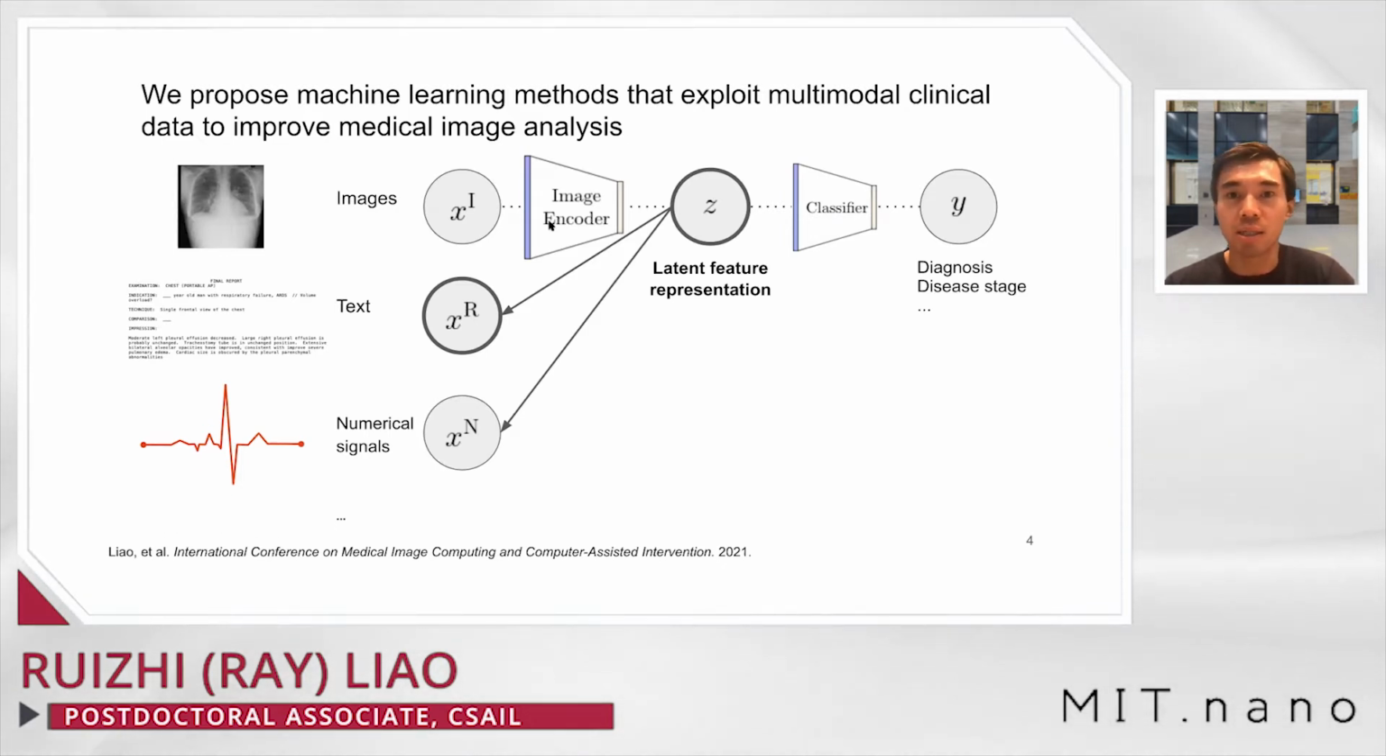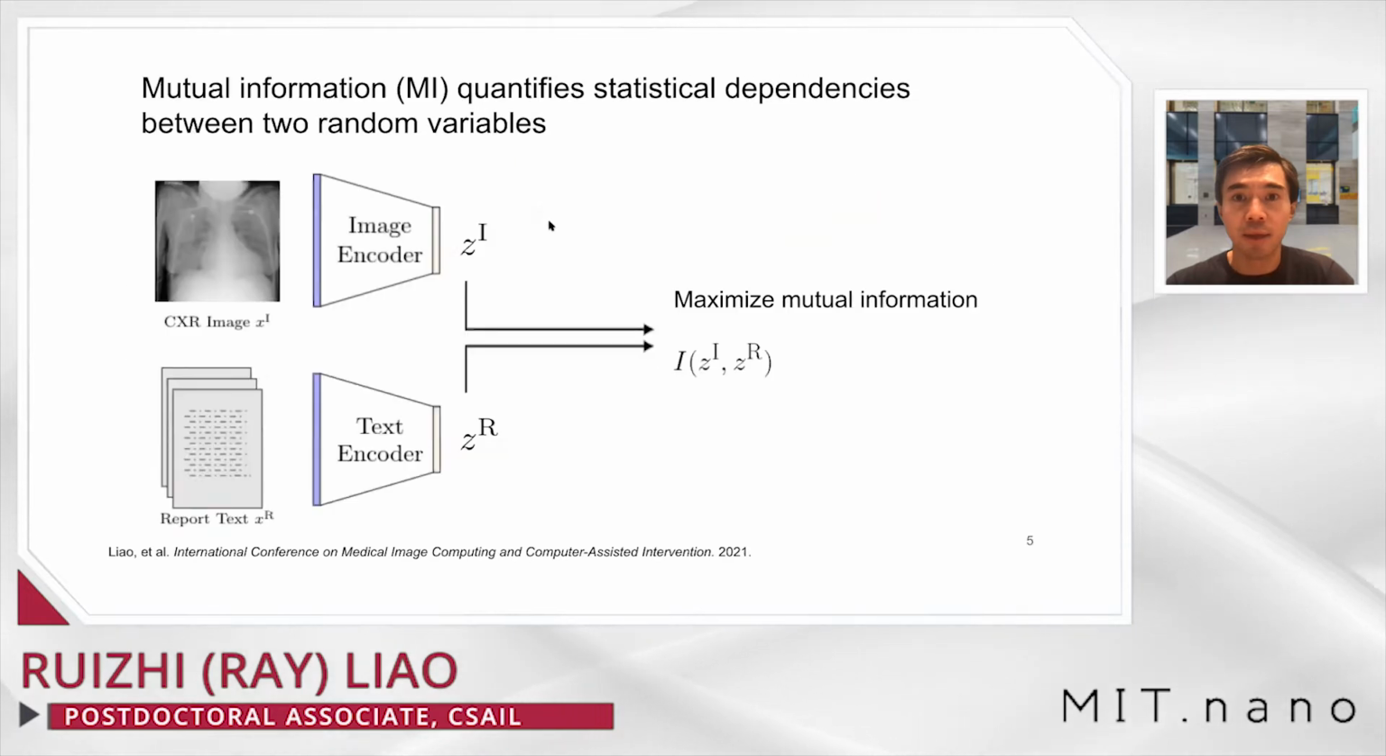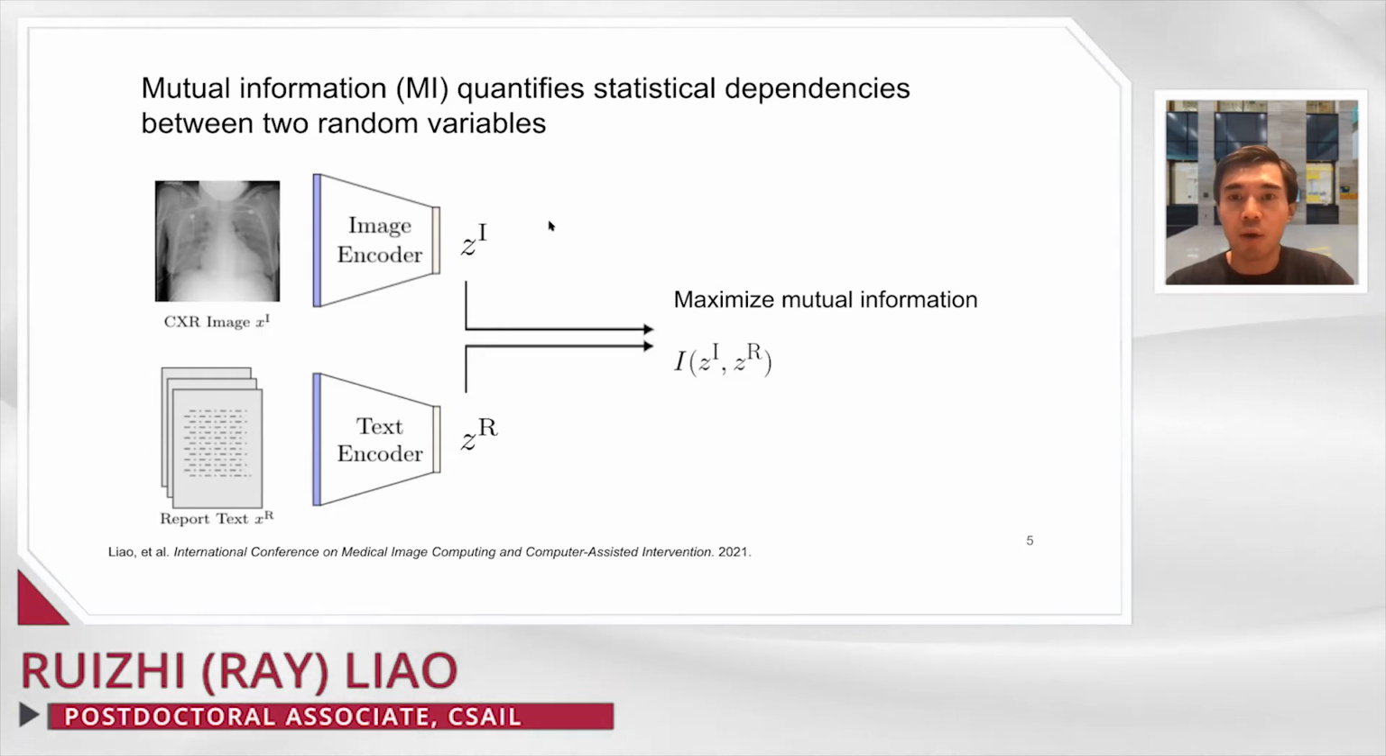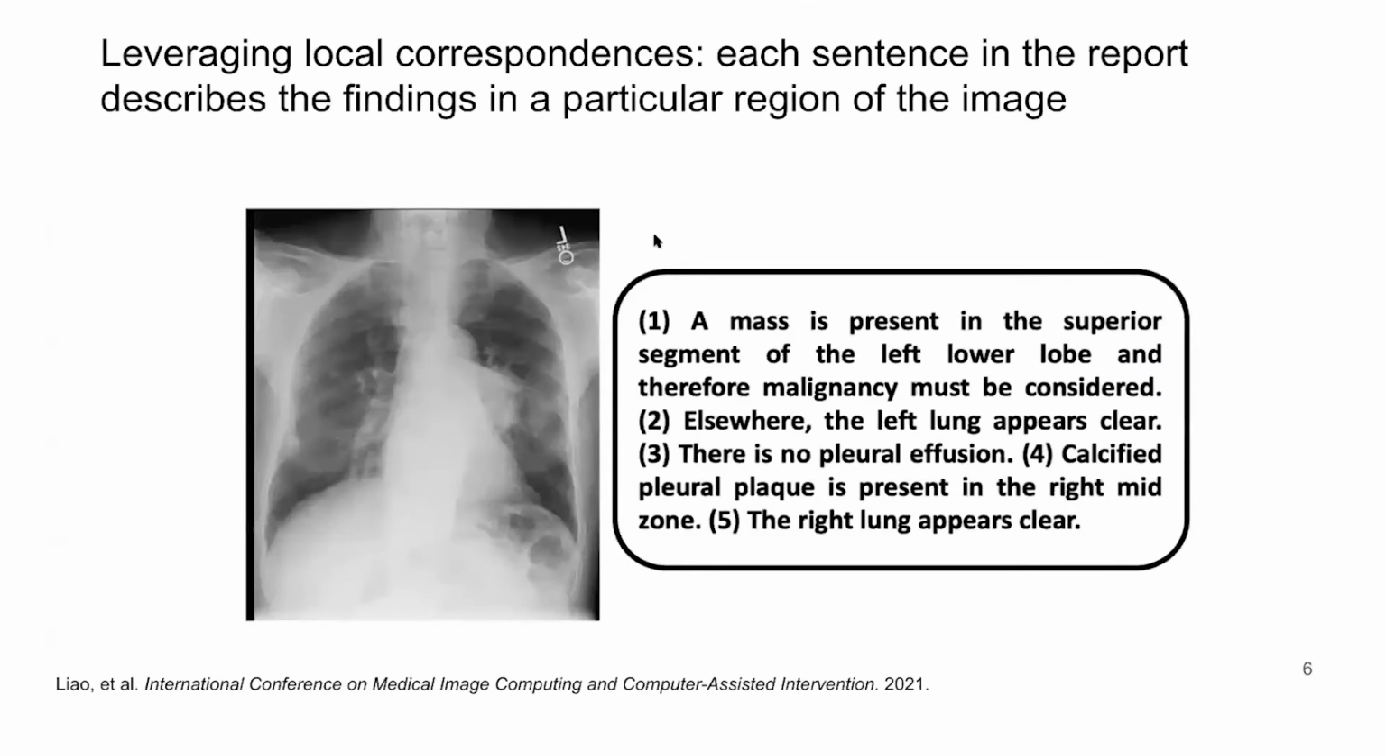Now the question is how to capture and formulate the correspondences across those two modalities. The measure we choose is mutual information. Mutual information quantifies statistical dependencies between two random variables, both linearly and non-linearly. Specifically, we encourage the image and the text representations to exhibit high mutual information. Furthermore, we leverage the local structure of image and text data.